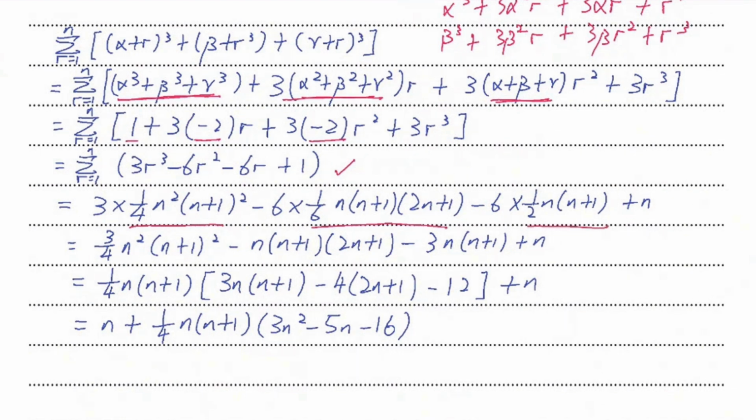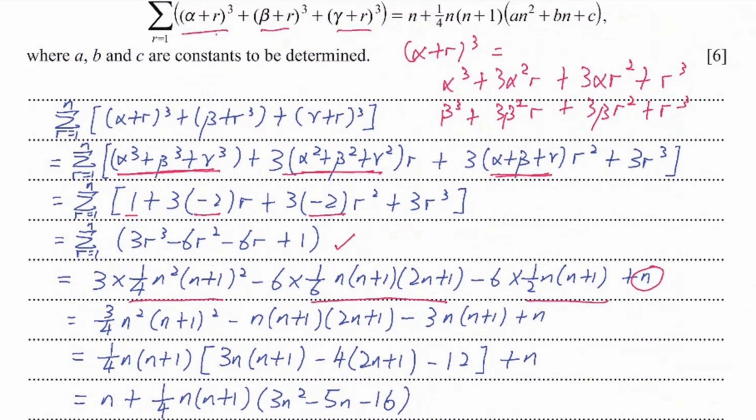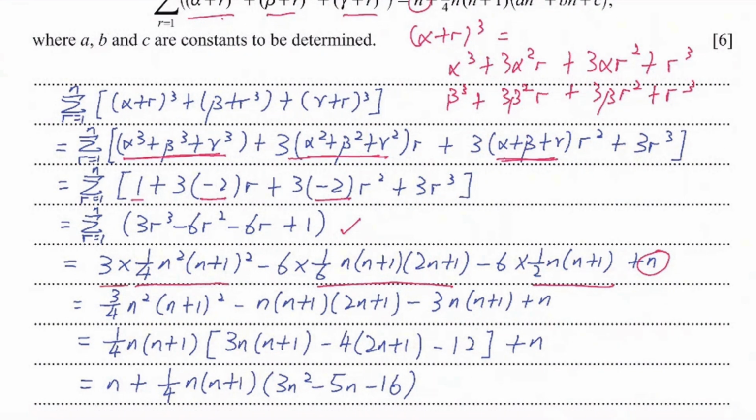Sum of r cubed, sum of r squared, sum of r, and then the last one is the sum of 1. The sum of 1 here is actually n. So we don't need to combine the n inside the term there. Just look at the answer first. The n is standalone, so we just leave the n alone and deal with the 3 terms that we have in front here.